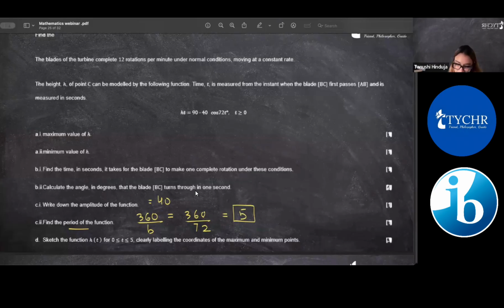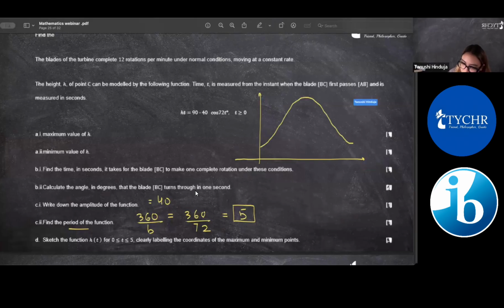Sketch the function, clearly labeling the coordinates of the maximum and minimum. So we have a negative cosine wave. The minimum is 50, so it begins at 50, goes all the way till 130. This point right here, the maximum point would be at 2.5, half of the period, 2.5 comma 130, and this would be at 5, so 5 comma 50. That's our cosine wave. You can also use the GDC to sketch that. You can just put this in the calculator.